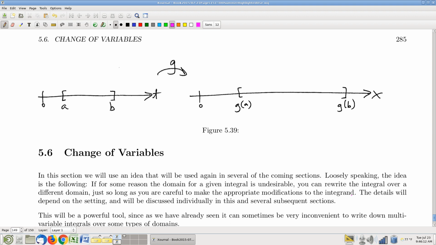And there are asterisks involved, right? There's a little cost you have to pay, but nevertheless, we are going to be able to take an integral defined on one domain and rewrite it as an integral defined on a completely different domain. It's awesome. Okay.